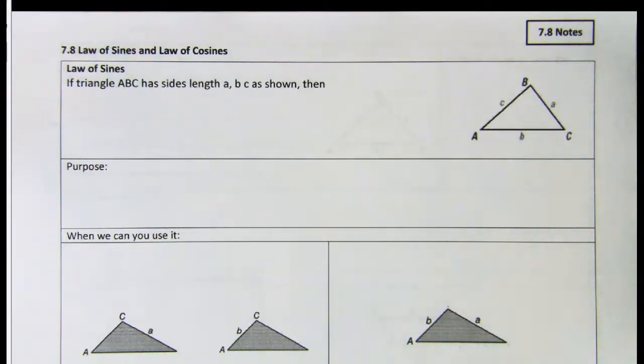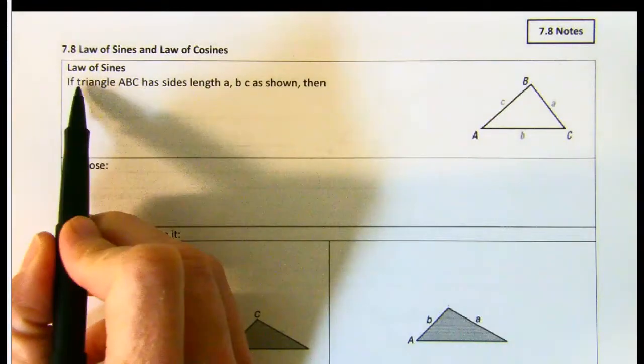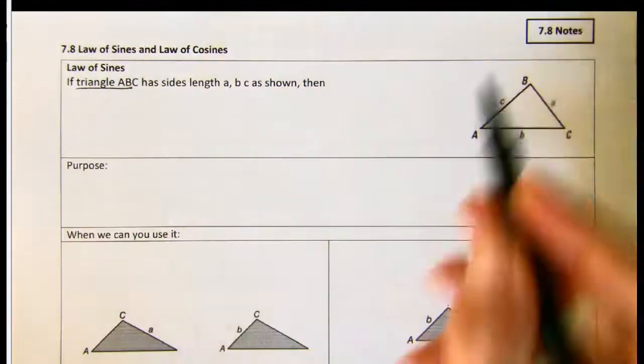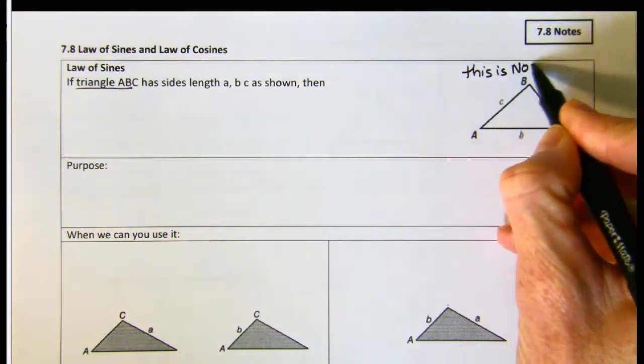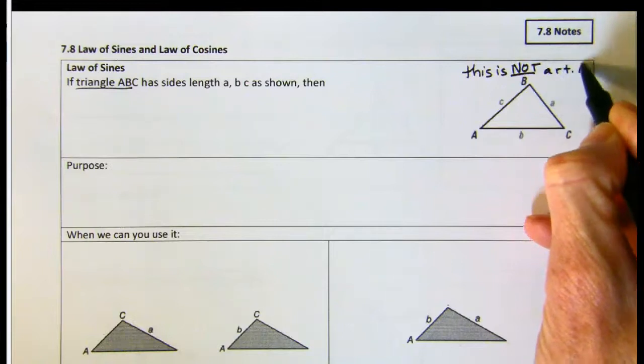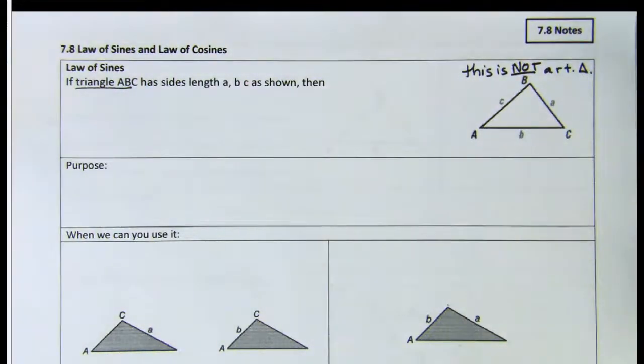It says if triangle ABC has side lengths a, b, c as shown, then the first thing I want you to know is that triangle ABC is not a right triangle. So far in this chapter, everything we've done has been a right triangle. So this lesson actually will deal with any triangle in the world. It does not have to be a right triangle.